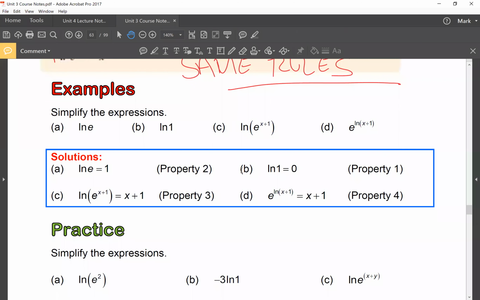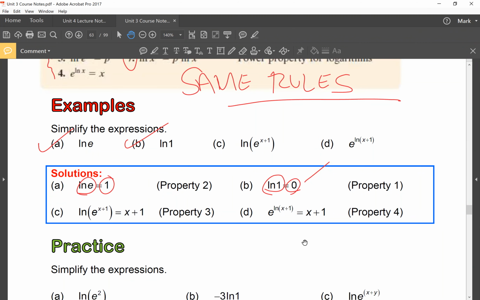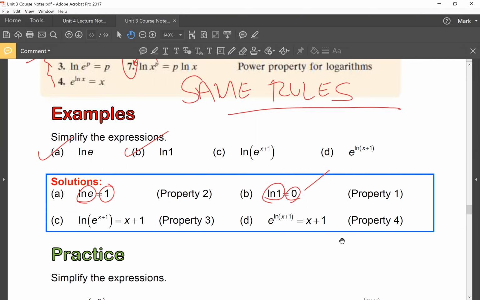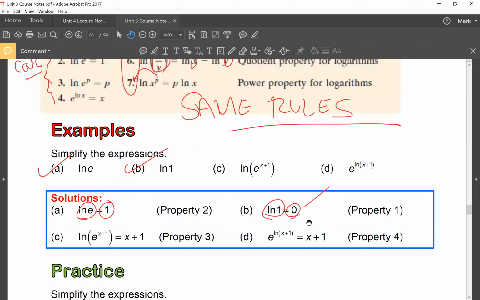Okay, so these aren't the best examples. These are just kind of getting us warmed up. So A and B you can do directly on your calculator. ln E equals 1, ln 1 equals 0. If you don't believe me, try it on your calculator right now. Press ln, press 1, it will equal 0. No problems there. Now, this is an interesting one. C is a little bit tricky. For C, what's actually happening here is we're using, well, I guess it is property 3, but I can explain this a little easier than property 3.